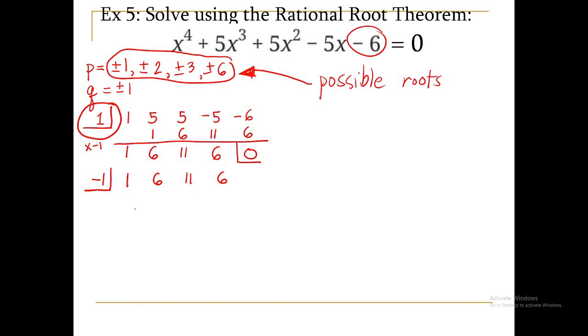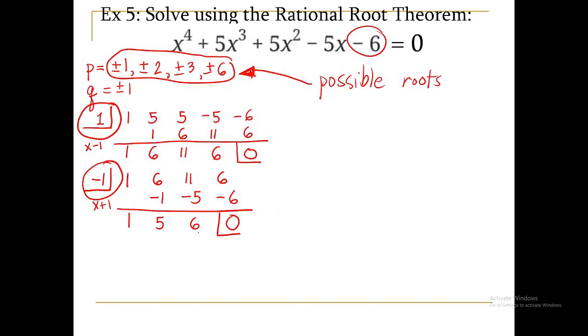We got a zero with negative 1. Bring down 1. Multiply, that's negative 1. Combine, that's 5. Multiply, that's negative 5. Combine, that's 6. Multiply, that's negative 6. And voila, we got a 0. How do you write negative 1 as a factor? x plus 1. Correct. Now, let's do factoring.